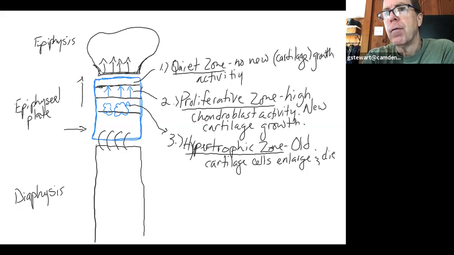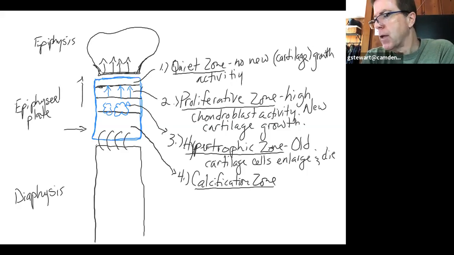Zone 4, right here, is called the calcification zone, and you know what that word means now. In the calcification zone, there are old dead cartilage cells, and blood vessels invade this area and bring calcium to it. So I'm going to draw some vessels going in here.